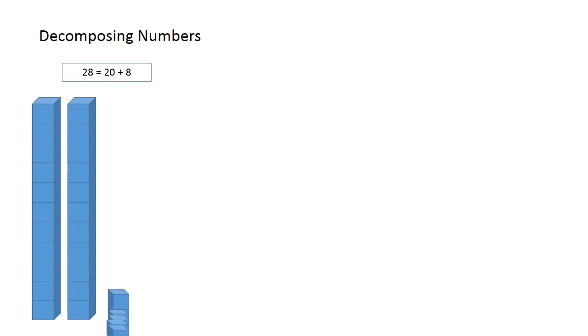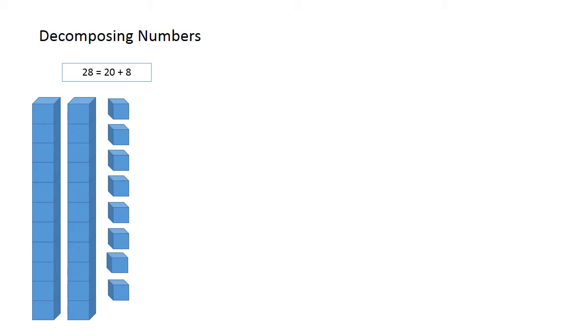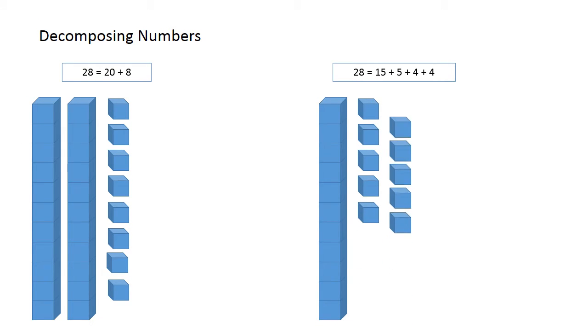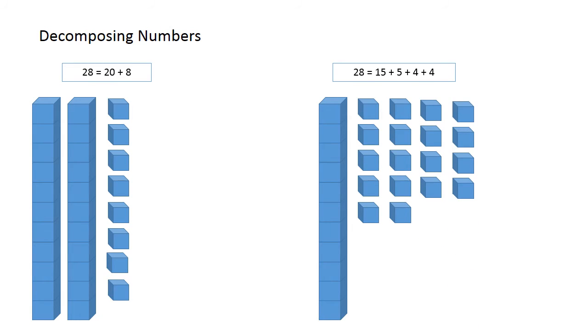Here are some examples of how we can decompose the number 28. You can think of the number 28 as 20 plus 8. However, there are many ways we can break the number 28 apart. You can also think of the number 28 as being equal to 15 plus 5 plus 4 plus 4. There are numerous different ways that we can think of the number 28. It could even be 28 ones, 1 plus 1 plus 1, all the way up to 28. These are all ways of decomposing the number 28.